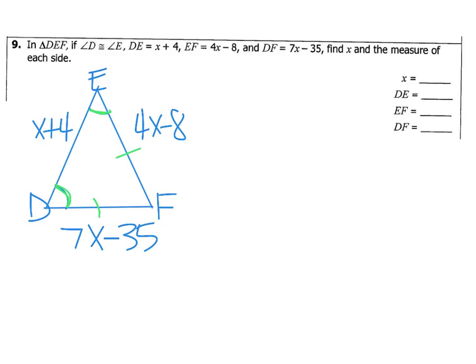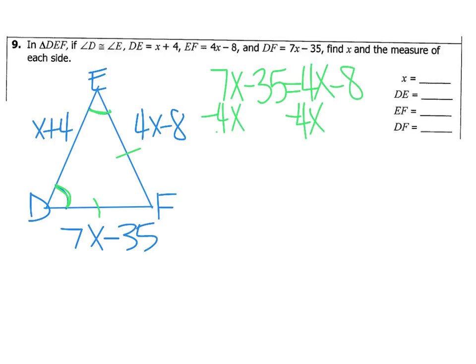So we know that 7x minus 35 is equal to 4x minus 8. So we can set up an equation to help us solve for x using the converse of the isosceles triangle theorem. Now we just solve for x. So move all the x's to one side, all the constants to the other.